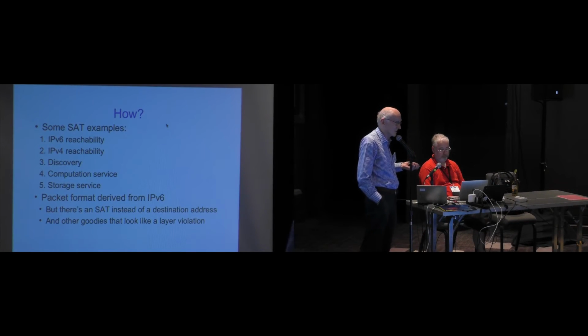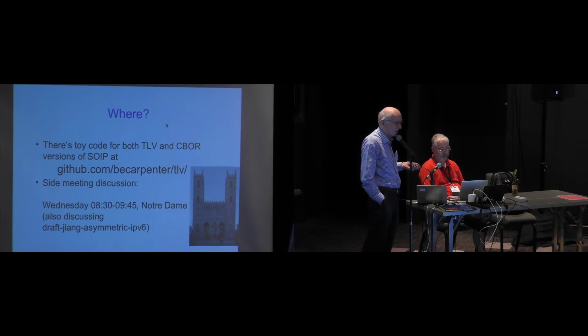So here are some examples of service action types: reachability on IPv6, reachability on IPv4, discovery service, computation service, a storage service, and there's a list of others in the draft. Packets are in the format derived from IPv6. This is a low-level protocol, but there's a service action type instead of a destination address because users don't care about destination addresses. And there are other goodies that look like a layer violation because actually this thing is intentionally a layer violation. There's some toy code that's probably not worth looking at.